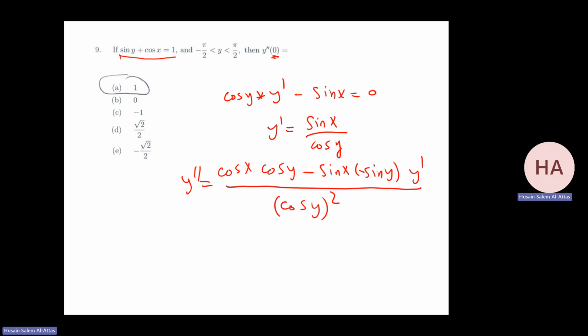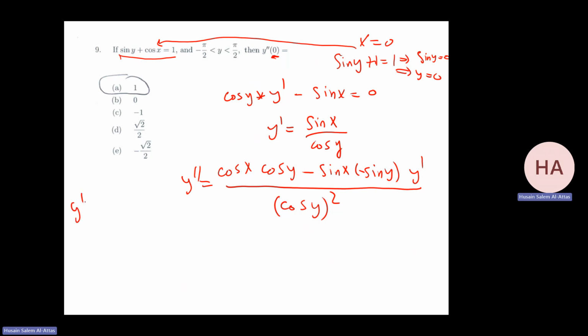Now be careful. If x equals 0, because you need to find this, plug it here. You have sine y. Cosine 0 is what? 1. Sine y plus 1 equals 1. So sine y equals 0. So what is y? 0. So I get x equals 0, y equals 0. Substitute x equals 0, y equals 0. What you will get? Be careful.